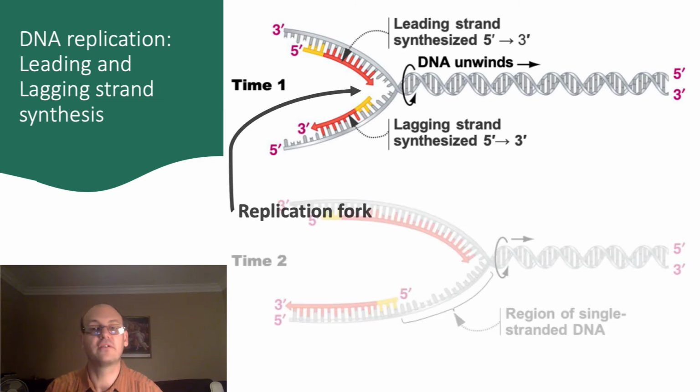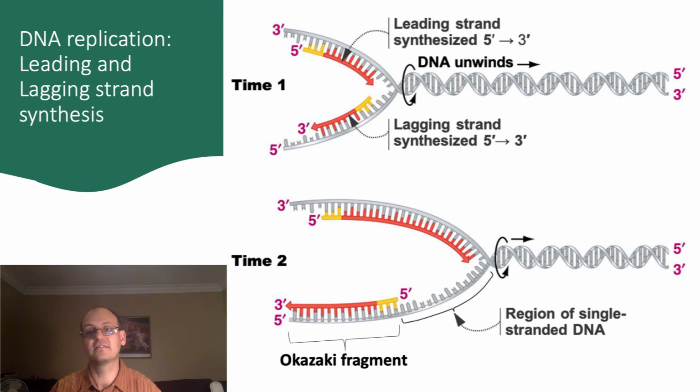Here, you can see that the replication fork has advanced to the right, and the leading strand synthesis has followed directly behind it. The lagging strand, however, has advanced in the opposite direction, leaving a region of single-stranded DNA that has yet to be replicated. Eventually, this region will have an additional strand synthesized, again in the 3' direction, away from the replication fork. These small bits of newly synthesized DNA are called Okazaki fragments.